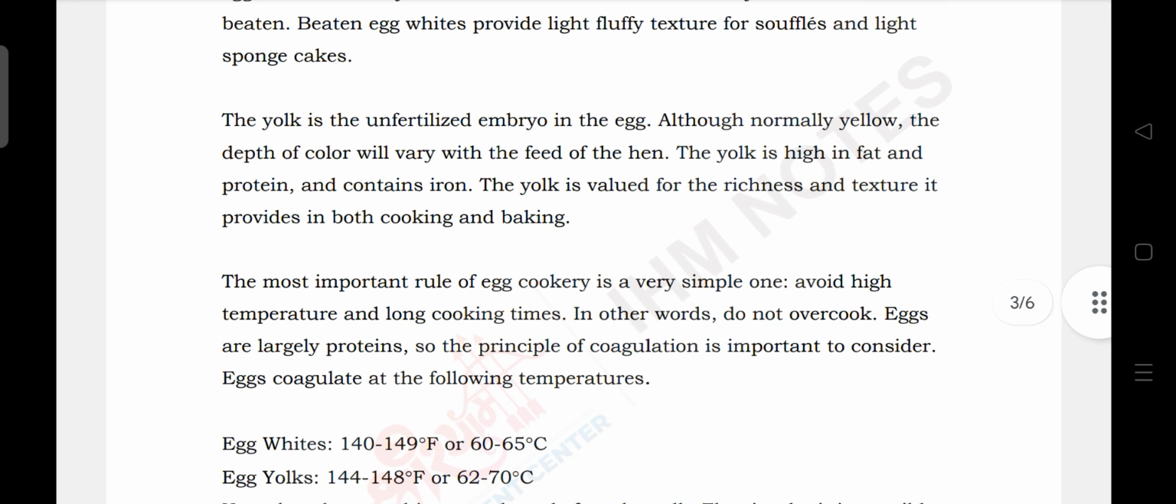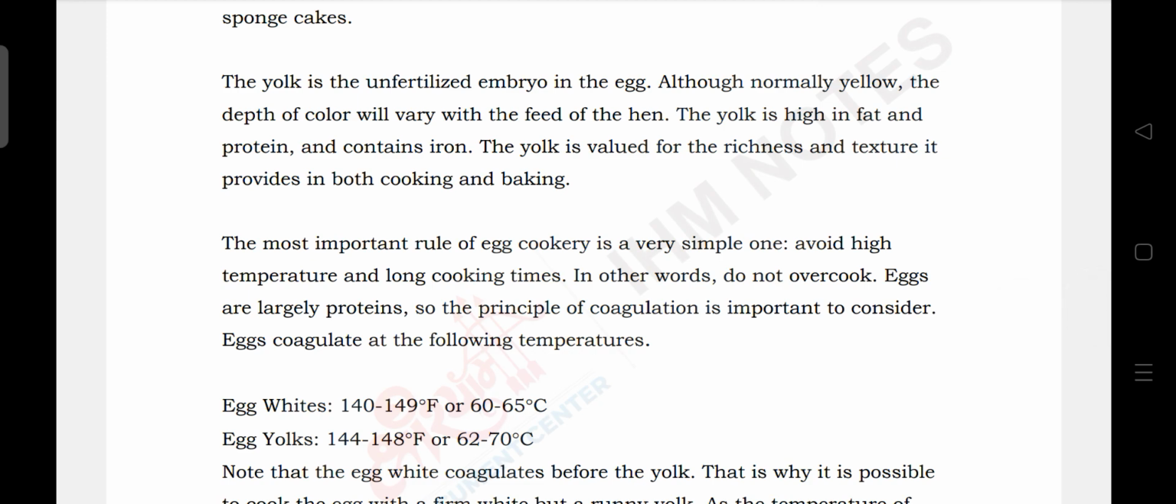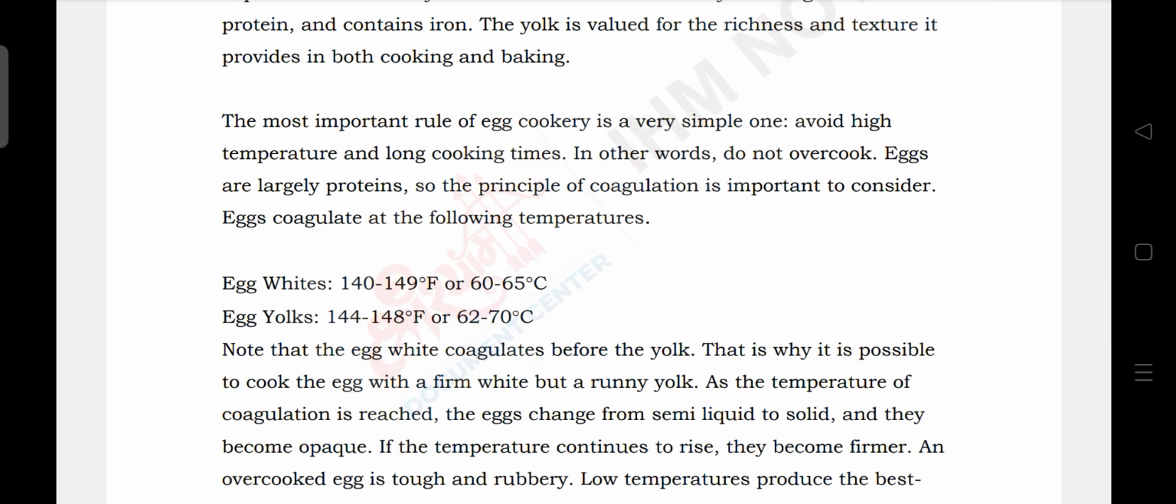The most important rule of egg cookery is a very simple one: avoid high temperature and long cooking times. In other words, do not overcook. Eggs are largely proteins, so the principle of coagulation is important to consider. Eggs coagulate at the following temperatures. The egg white is 144 to 149 Fahrenheit or 60 to 65 degrees Celsius, and the egg yolk 144 to 158 Fahrenheit or 62 to 70 degrees Celsius. Note that the egg white coagulates before the yolk. That is why it is possible to cook the egg with a firm white but a runny yolk.